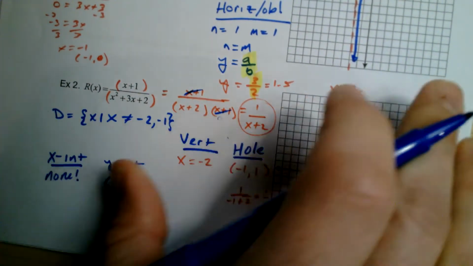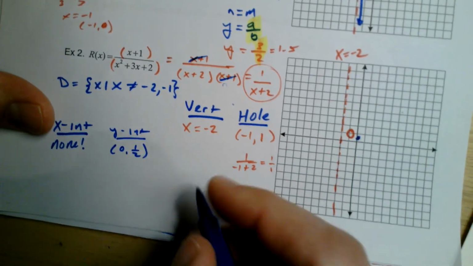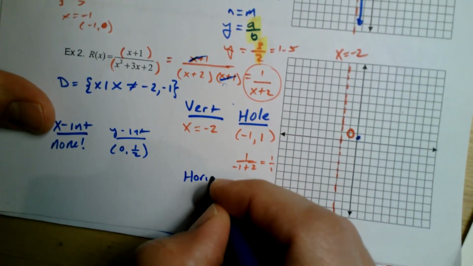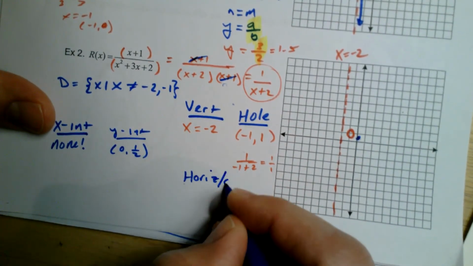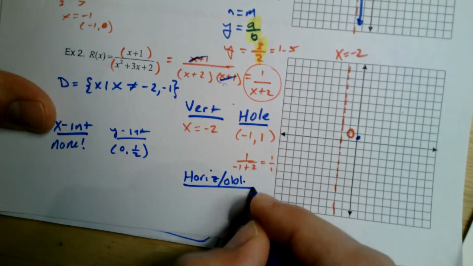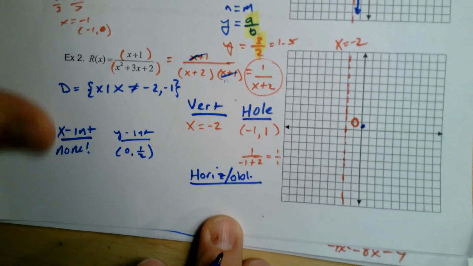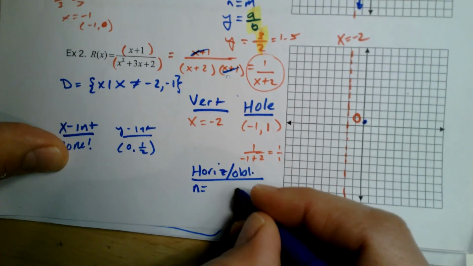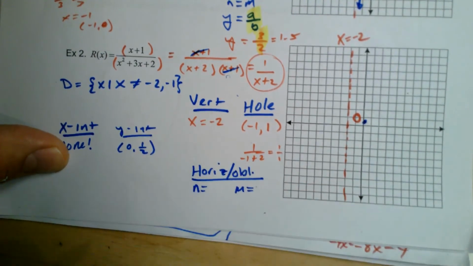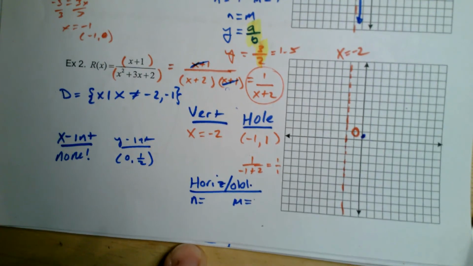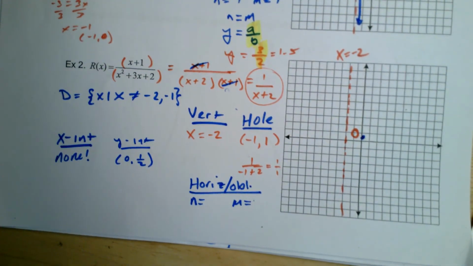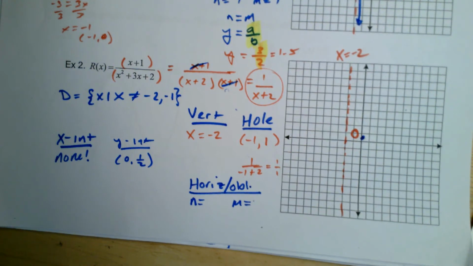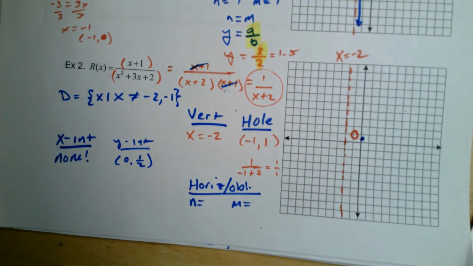Last thing we're going to do is find that horizontal or oblique asymptote. So horizontal or oblique, we look at the degree on top and bottom. N is the degree on top, M is the degree on the bottom. What do you guys have? Sydney, Duncan, Joe, Lorelai, Hayden, Lisa, what do you guys got for degree on top and degree on the bottom? What's the largest exponent you guys got?